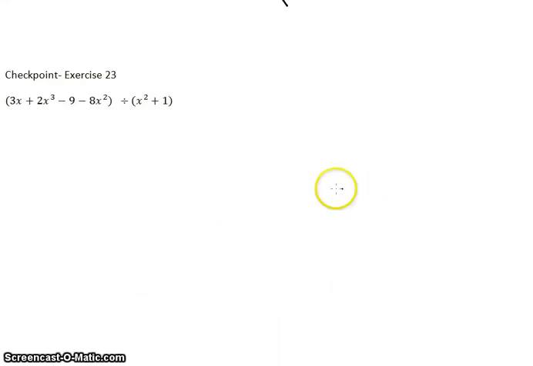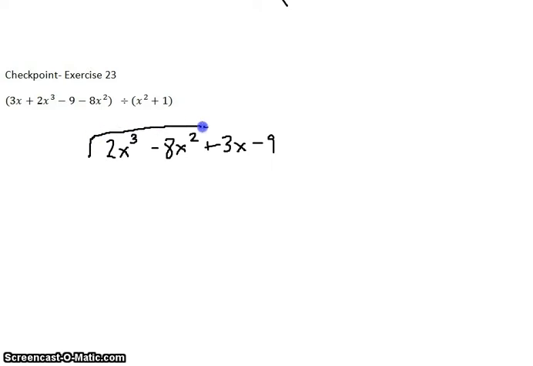Now they write things a little bit different in order, so we just have to make sure we deal with it the right way. So I have 2x cubed. So I write that first, then the negative 8x squared, then the 3x, then the minus 9. And I'm going to divide that by, notice we have an x squared now, so this is going to be a little bit longer term. I'm missing a placeholder, so I have to put that there, plus 0x plus 1.